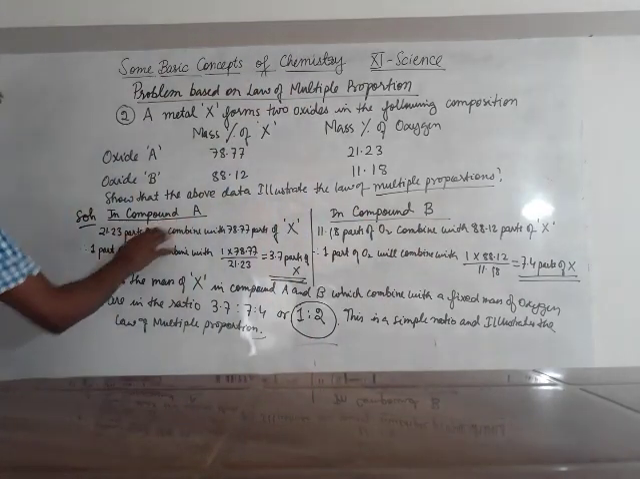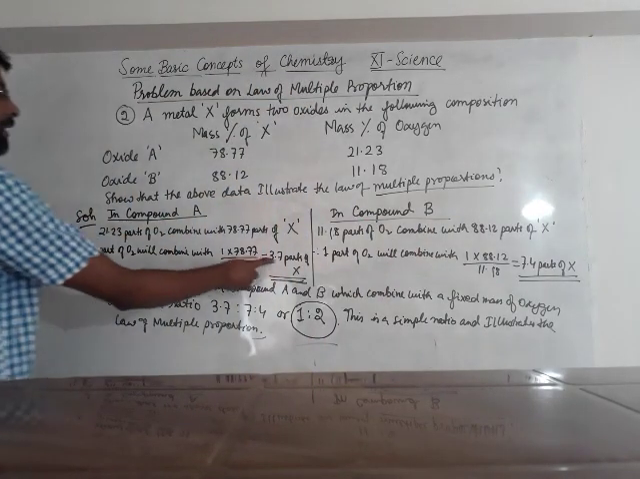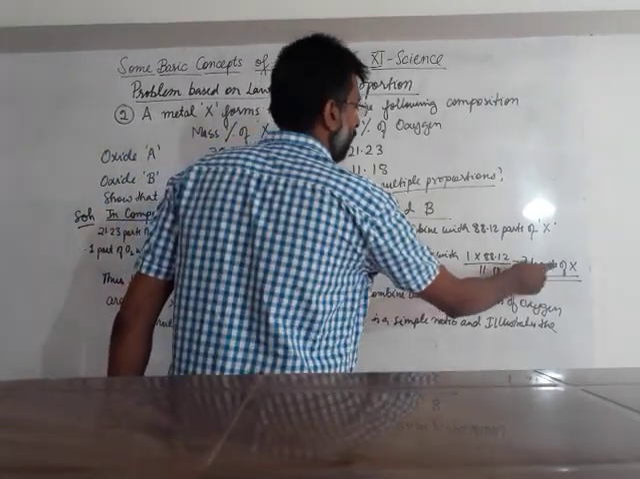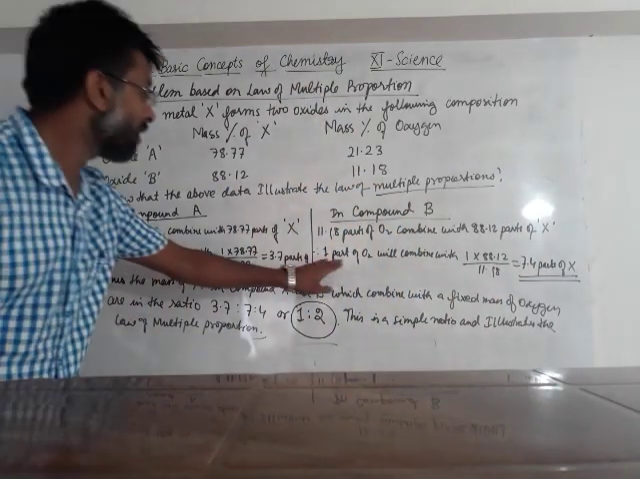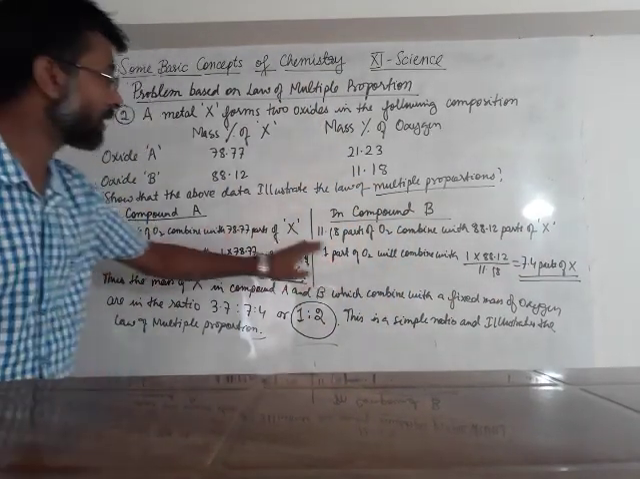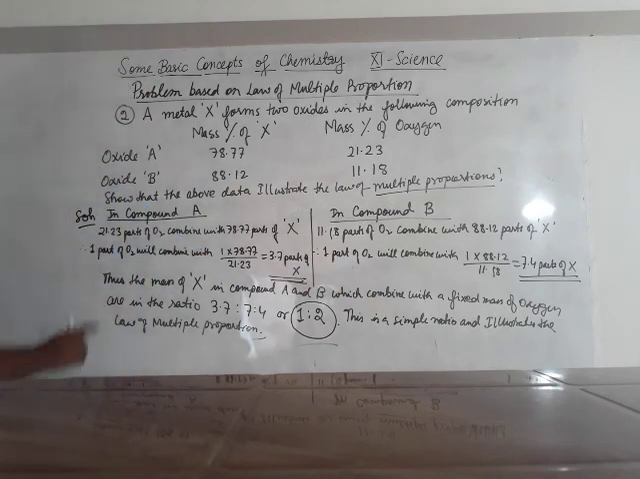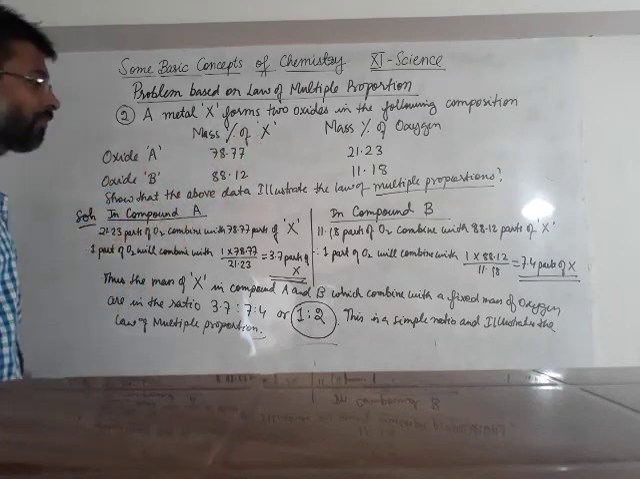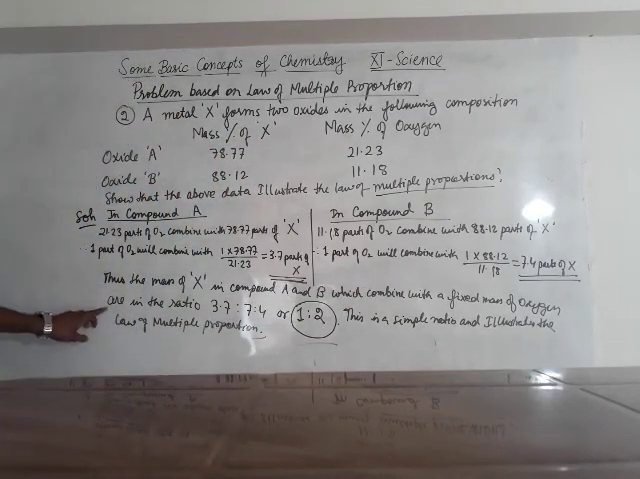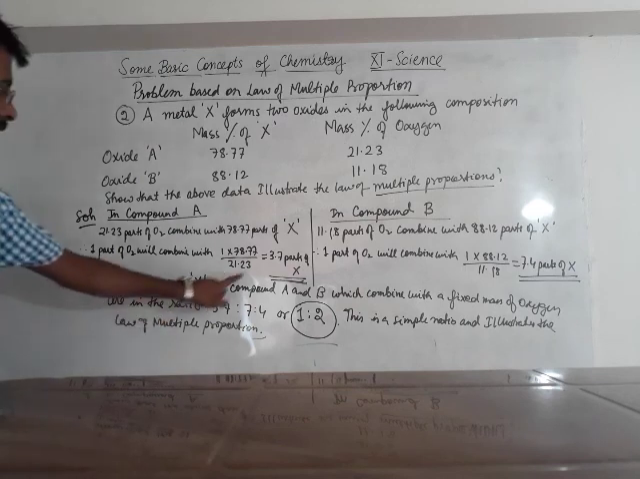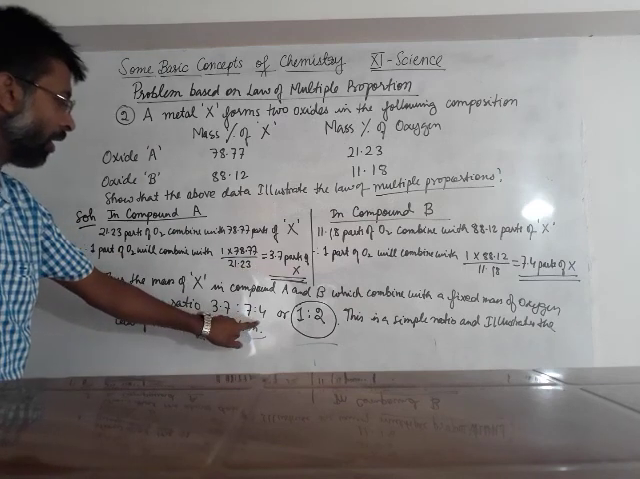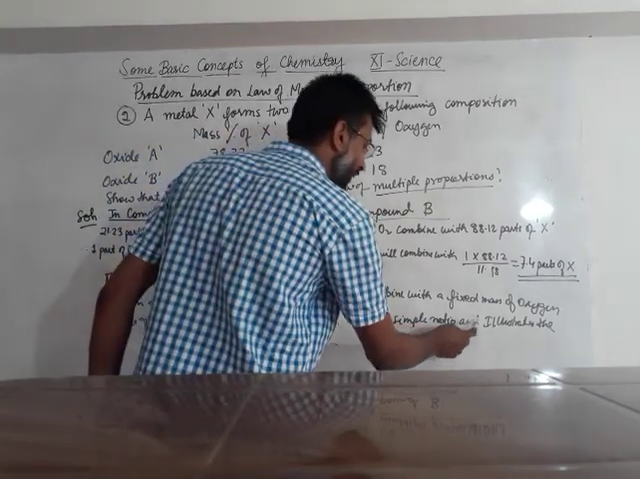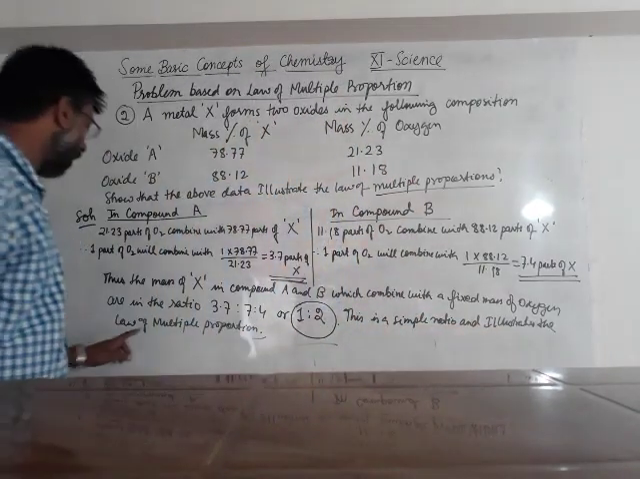In compound A, one part of oxygen combines with 3.7 parts of X. In compound B, one part of oxygen will combine with 7.4 parts of X. The amount of oxygen is same for both the compounds. Thus the mass of X, which combines with the fixed mass of oxygen, can be brought down in a ratio like this. This 3.7 is to 7.4, which is a simple ratio. It is coming to 1 is to 2. This is a simple ratio, and the above data illustrate the law of multiple proportion.